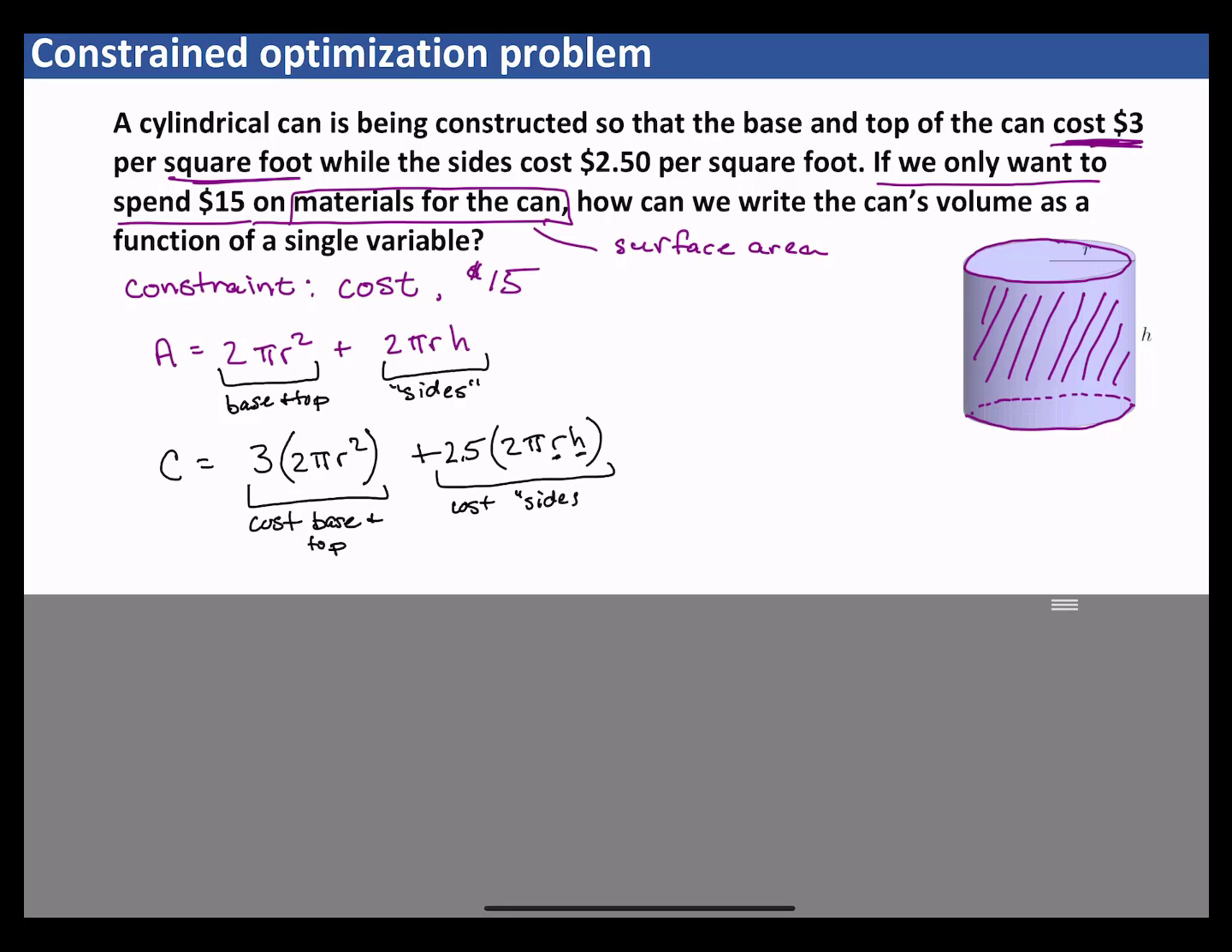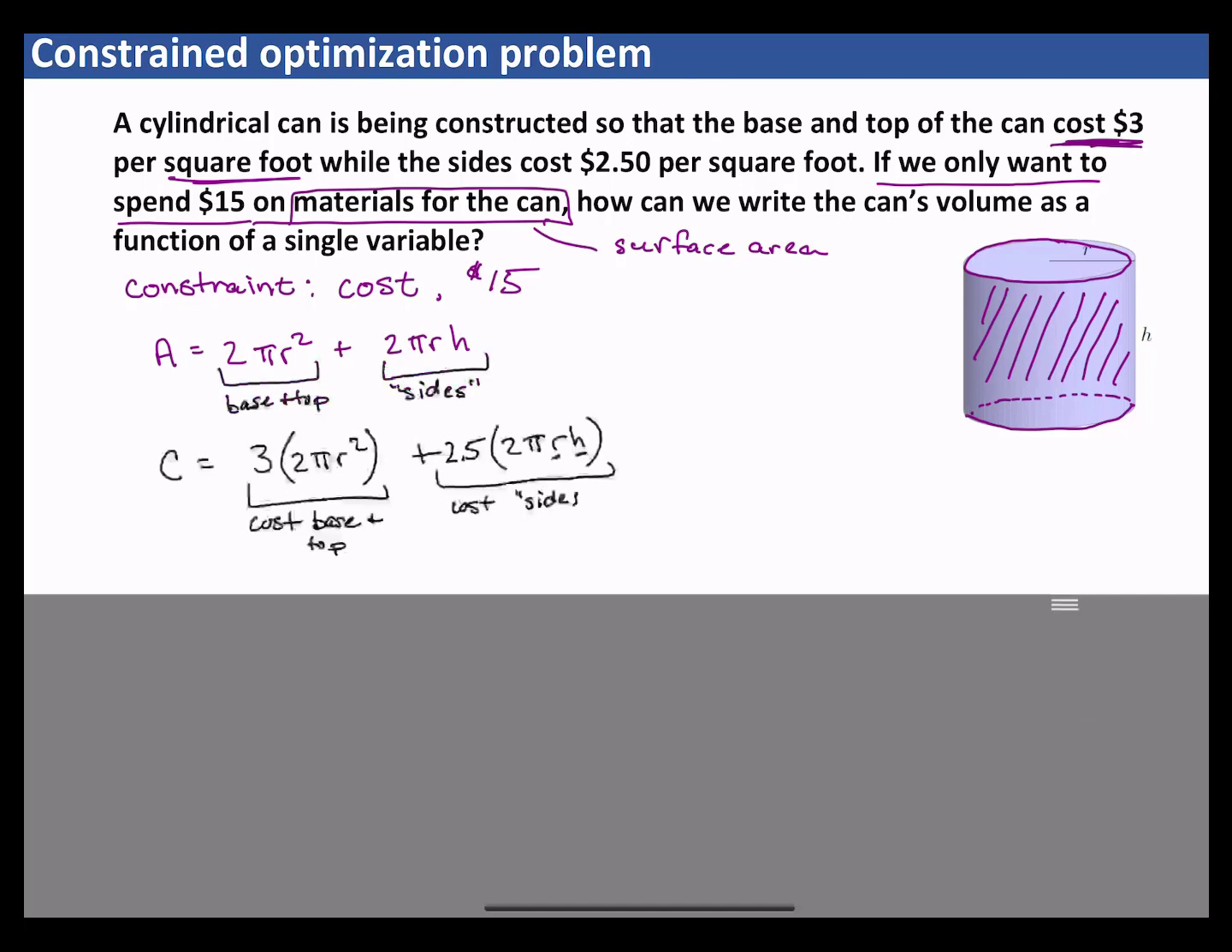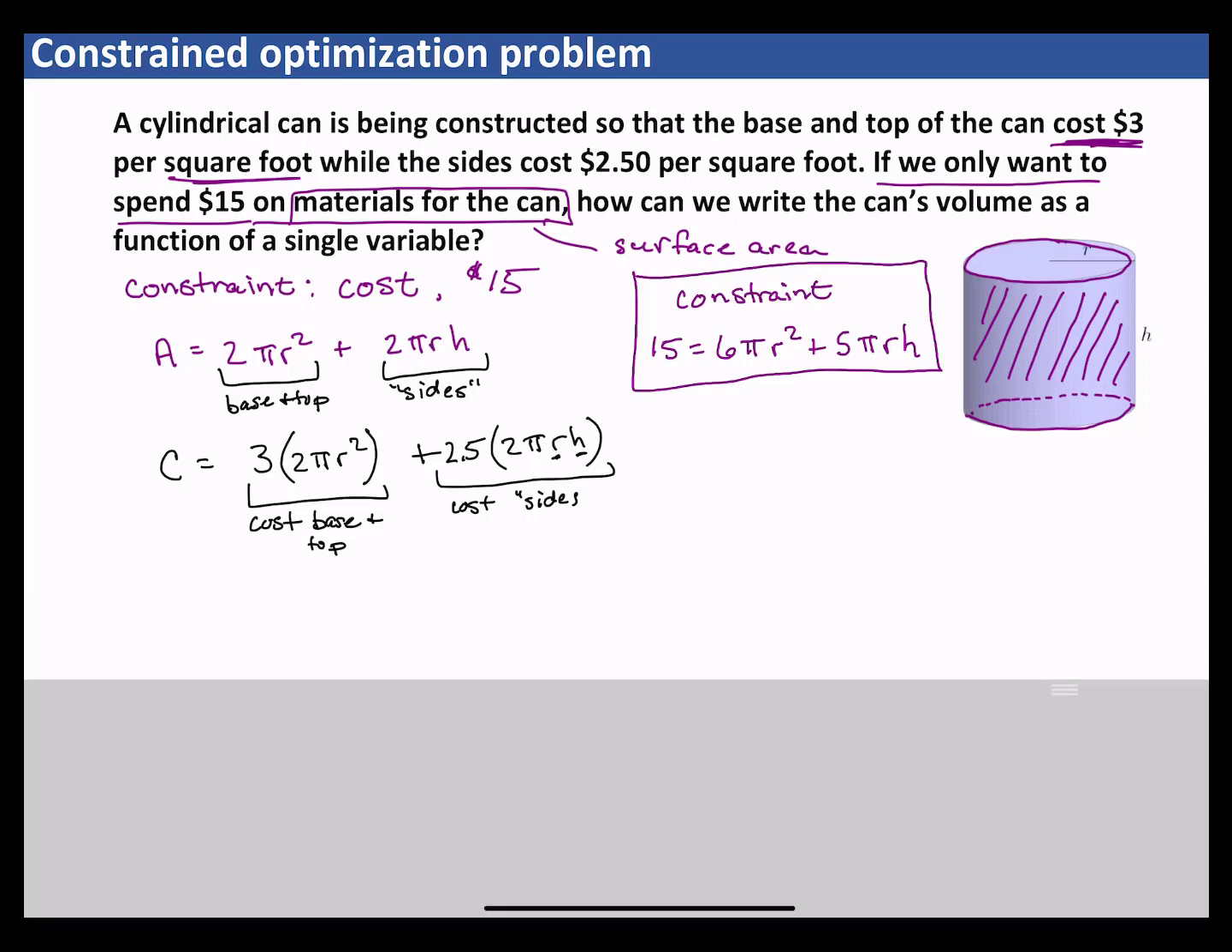And remember, we were constrained to only $15, so what we could really say for our constraint is 15 equals, and then I'm going to simplify a little, 6 pi r squared plus 5 pi r h. So this is our constraint, the cost of materials. Now we're not done. We were asked to write the can's volume as a function of a single variable.